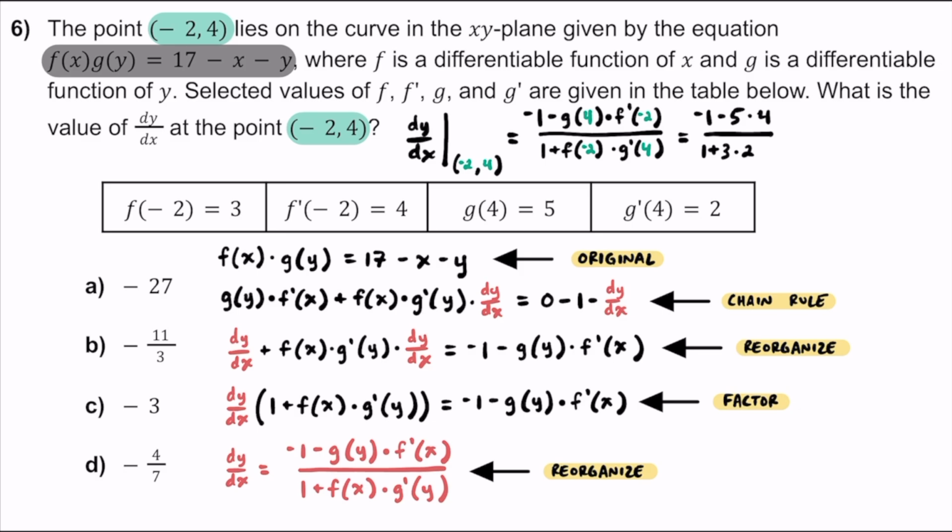So in the numerator here, -1 minus 20 is going to be -21. So that's going to be our numerator. And then in the denominator, 1 plus 6 is going to be 7. So our final answer here is going to be -3. Looking at our answer choices, I think we're going to have to go with C here. This would be our answer.